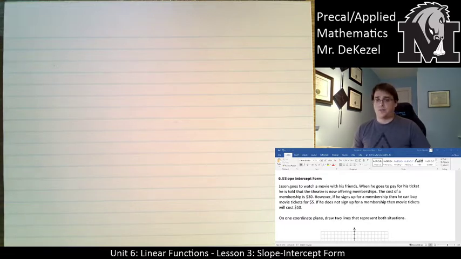So let's start by looking at this problem where Jason goes to a movie with his friends, and when he goes to pay for his ticket, he's told that the theater is offering memberships. The cost of a membership is $30. If he signs up for a membership, then he can buy a ticket for $5. But if he doesn't buy a membership, then the movie tickets are $10. So what we want to do is draw a couple of lines on this graph.